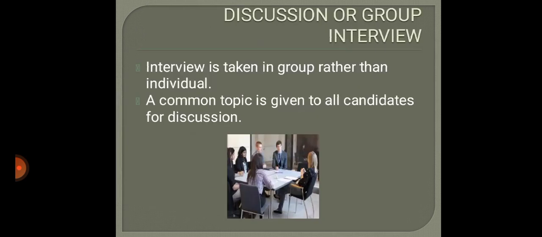And the next one is the discussion or group interview. The first one is structured, the second is unstructured, the third is group interview. As its name indicates, it's a group interview. The interview is taken in a group rather than individually. They will not call people individually. They call people together, more than two or three, and they sit in a place. A common topic is given to all the candidates for discussion. They give just one topic, and the candidates give their opinions and views.